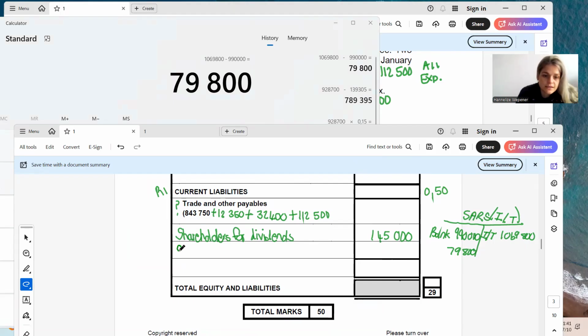And that is shown as a separate line item, unless you are doing the trade and other payables note in the notes section of your financial statements. Then you can include it in your trade and other payables. So SARS, and this is income tax. So you have to be specific. Income tax. There we go. And that amount is 79,800. Remember, this is your carried down, and then the brought down will be on the credit side as liabilities should be.